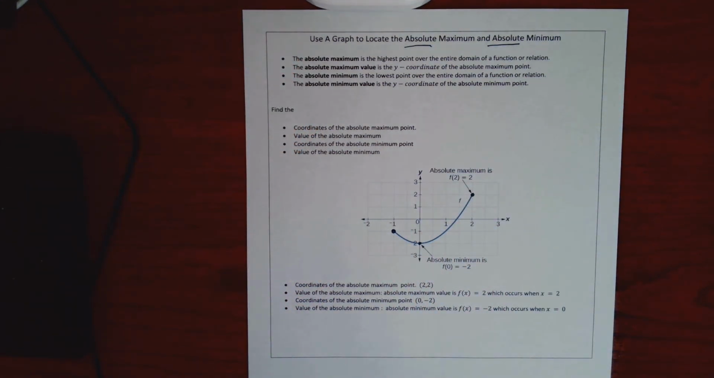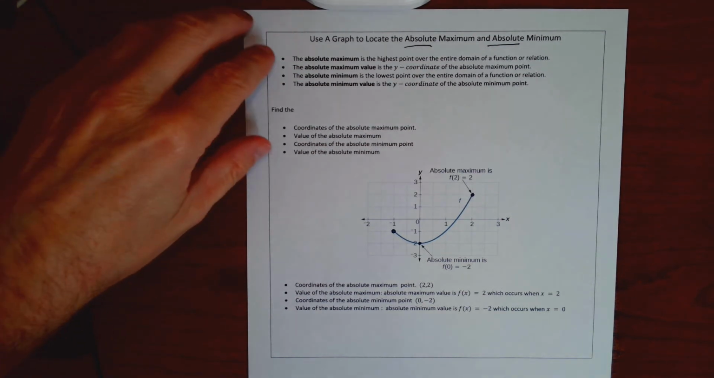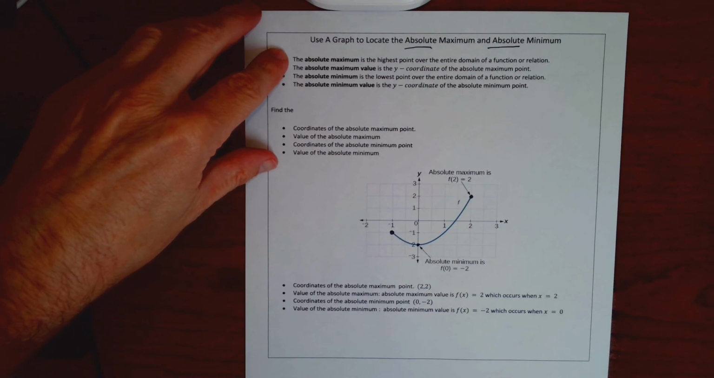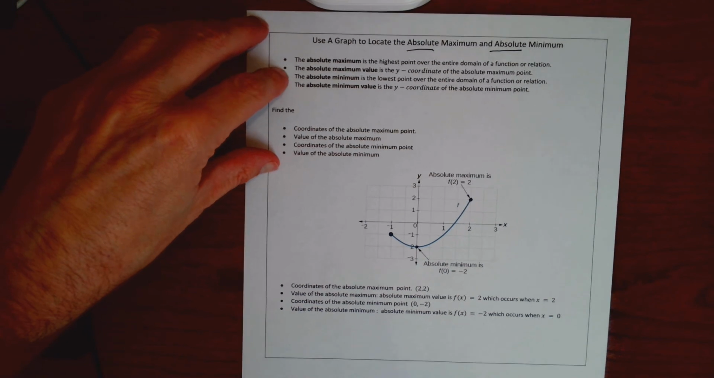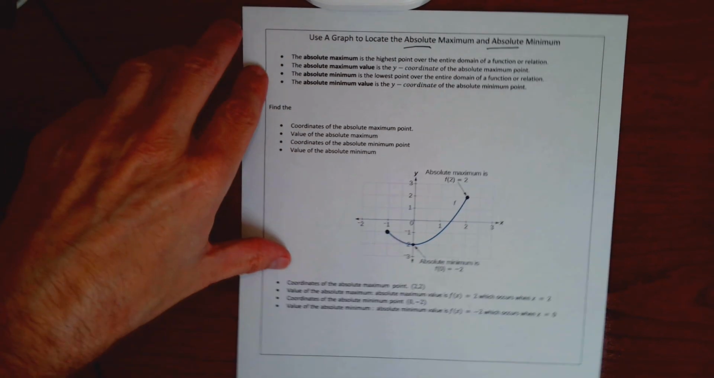Each of the graphs is one continuous graph, and the endpoints are marked, so it doesn't extend to infinity in either direction. So the absolute maximum is going to be the highest point in the entire graph. The absolute minimum is going to be the lowest point in the entire graph.